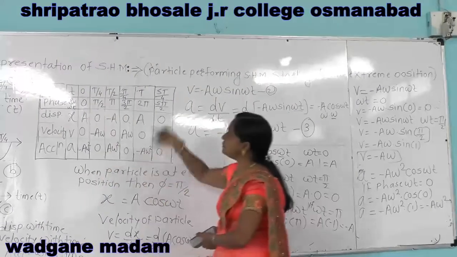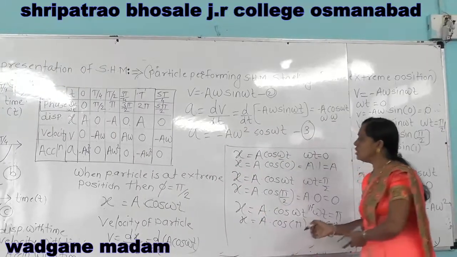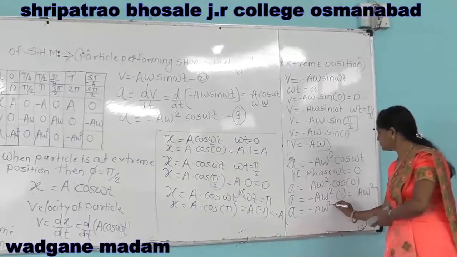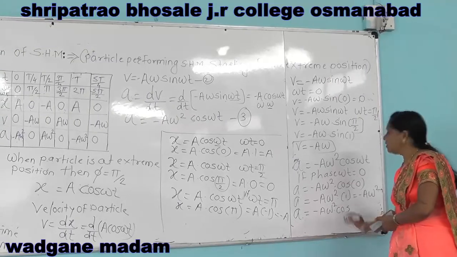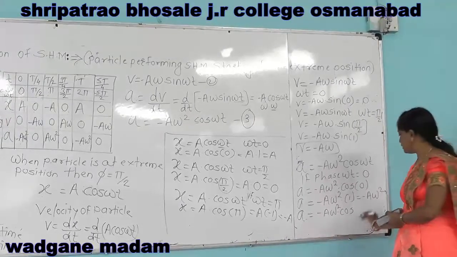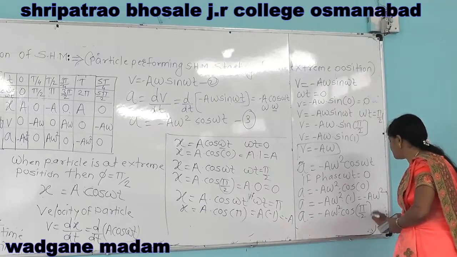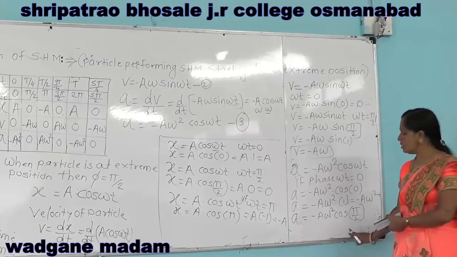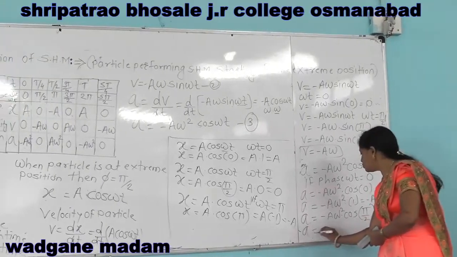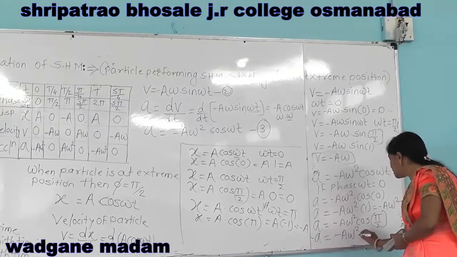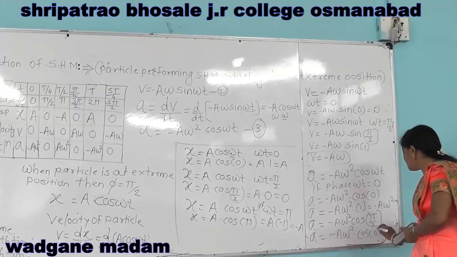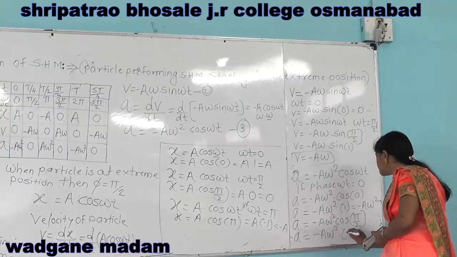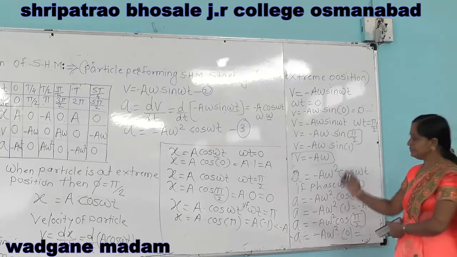After the time t by 4 and phase pi by 2, again consider the expression minus a omega square cos of, here time interval is considered t by 4 and phase is considered pi by 2. But cos pi by 2 is equal to 0. Therefore, a is equal to minus a omega square into cos 90, which is 0. Therefore, we again get 0.